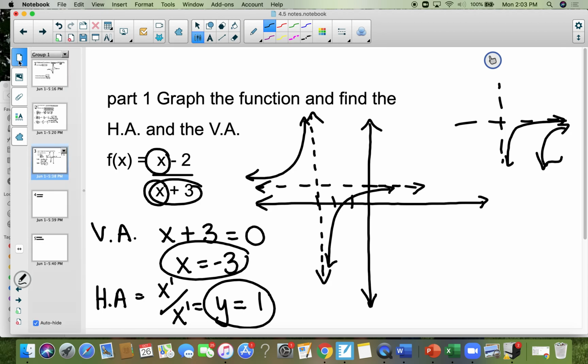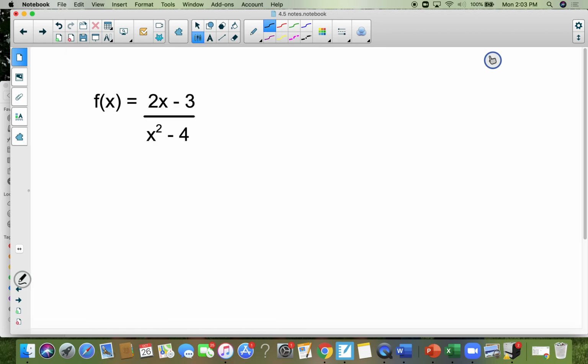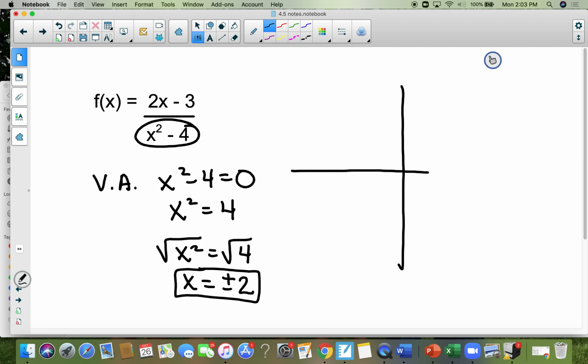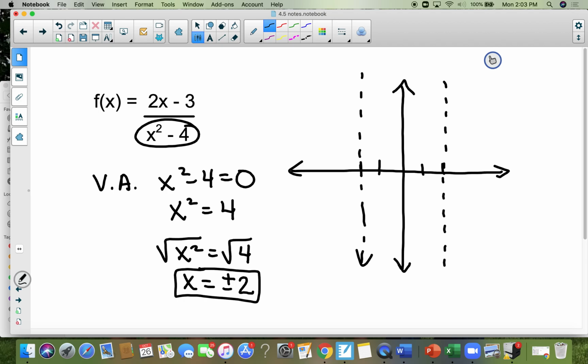Okay, let's do another one. To find the vertical asymptote, you take the denominator and you set it equal to 0. So x is going to equal plus or minus 2. You have two vertical asymptotes. So on your graph, I need to see a positive 2 and a negative 2 vertical asymptotes.